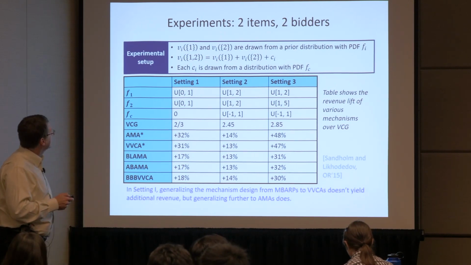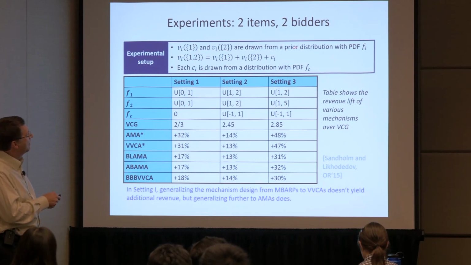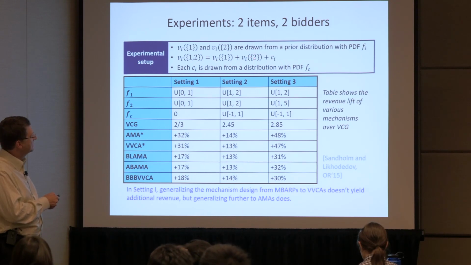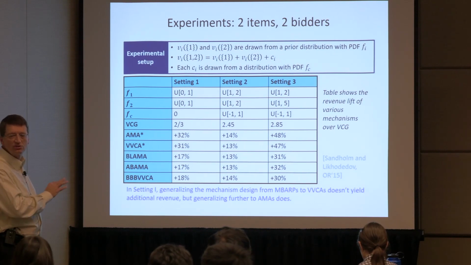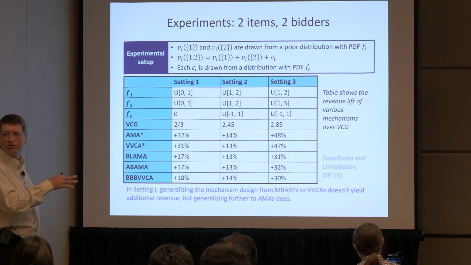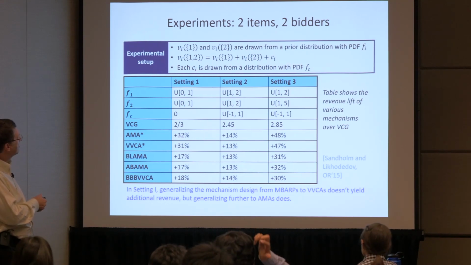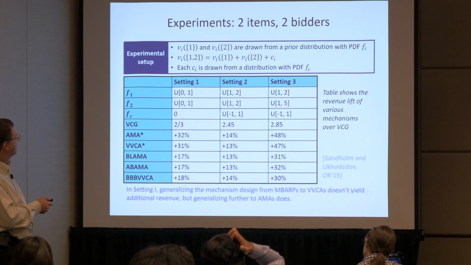So in this experiment, I'm going to talk about 3 different settings. They all have these properties, which is that we have 2 items and 2 bidders. The valuations for bidder i for item 1 and item 2 are drawn from a prior distribution with PDF f of i. And the value of the bundle is the sum of the parts plus some complementarity or substitutability term C. So it's not just assuming additive, except in the first experiment, I'm going to assume additive, because there's been a lot of work on that. Each C_i for bidder i is drawn from a distribution with PDF f of C.